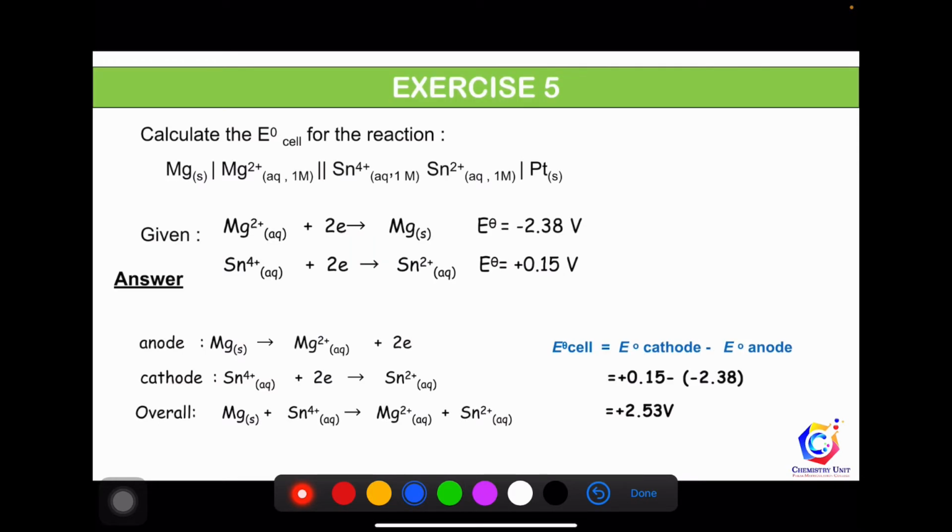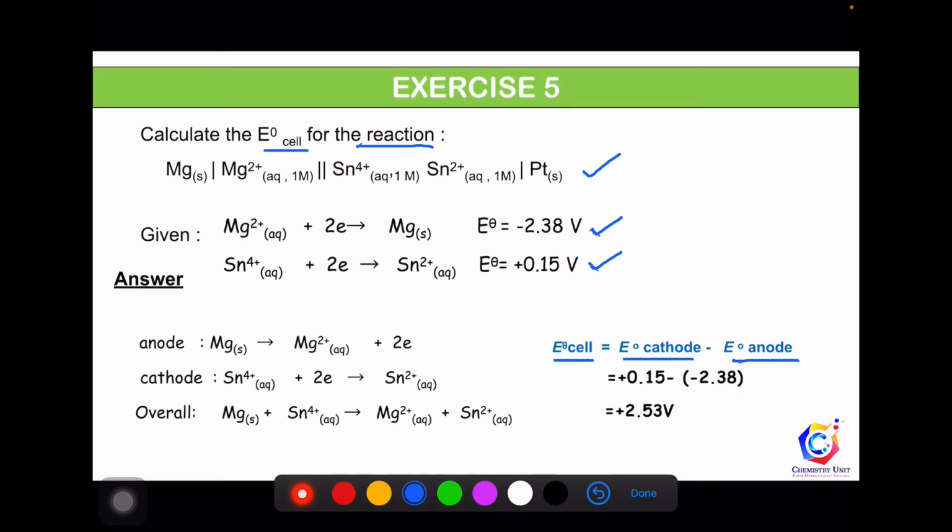Exercise 5. Calculate the standard cell potential for the reaction given. You are given the cell notation and the half equations with their corresponding reduction potential. In order to calculate the standard cell potential, you have to recall the formula that E naught cell equals E cathode minus E anode.